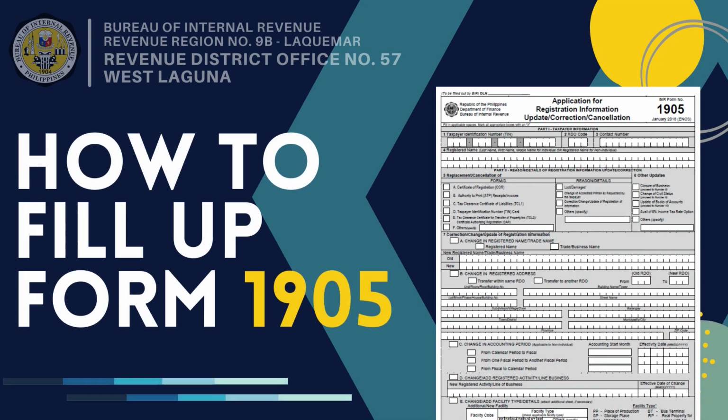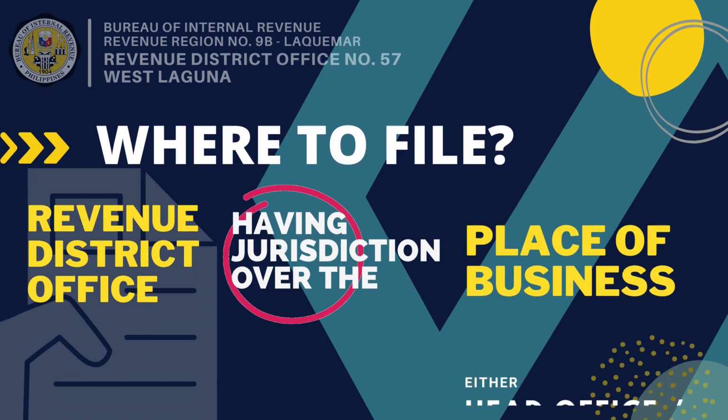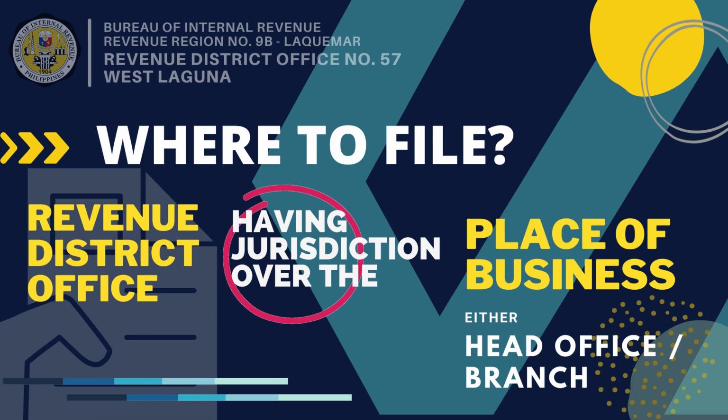Hi everyone, this video will help you on filling out BIR Form 1905. This is to be filed whenever a taxpayer has to change or update the business registration, cancel or deregister the TIN, or even for replacement of lost documents. Submission and filing of the form must be made at the Revenue District Office having jurisdiction over the place of business, either branch or head office.